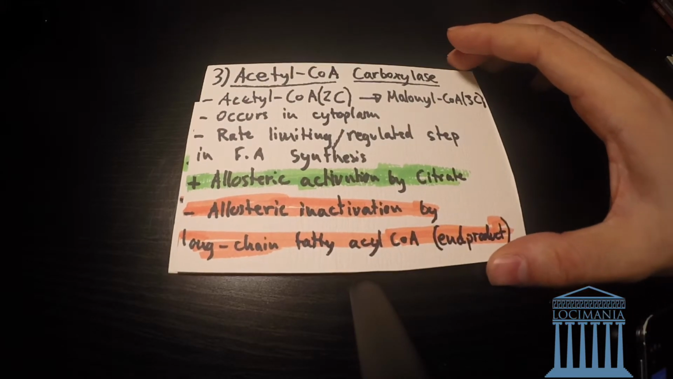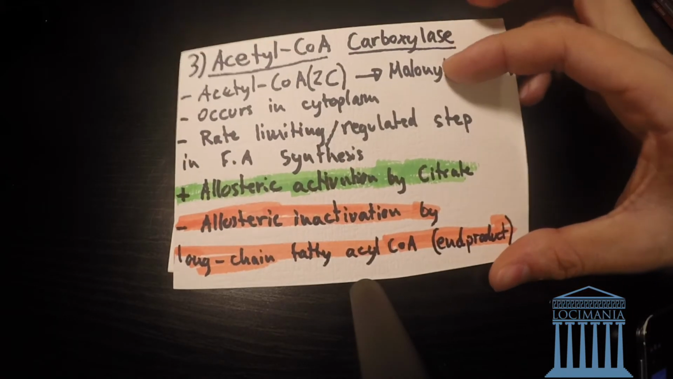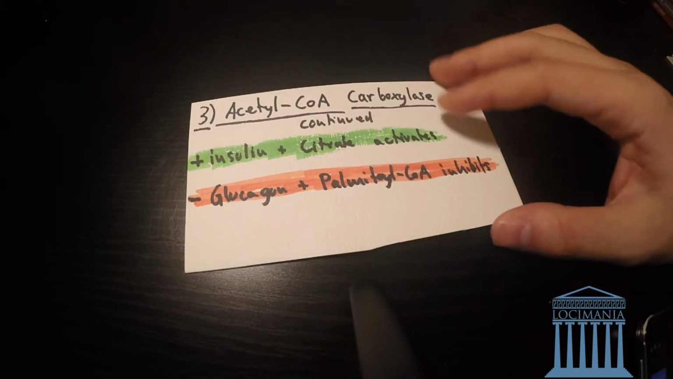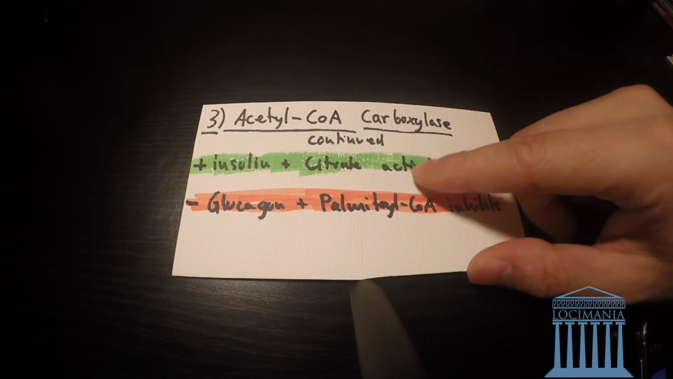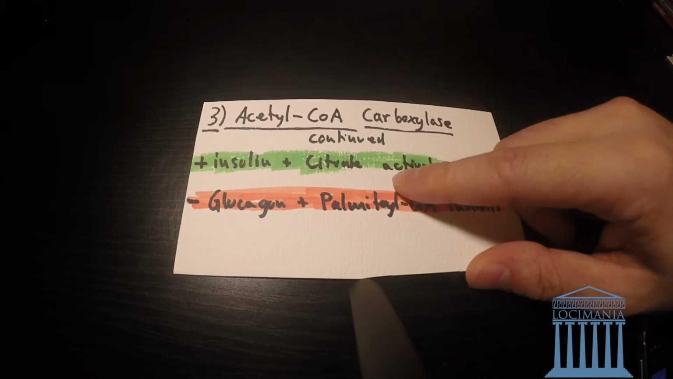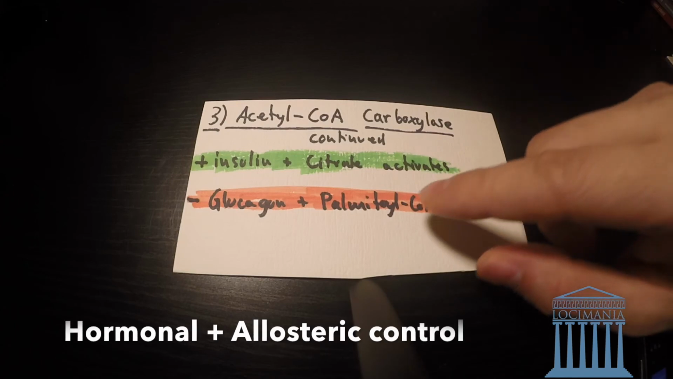Also, the last slide here, which I just want to make sure you know, is that insulin and citrate activate acetyl-CoA carboxylase, while glucagon and palmitoyl-CoA inactivate it.